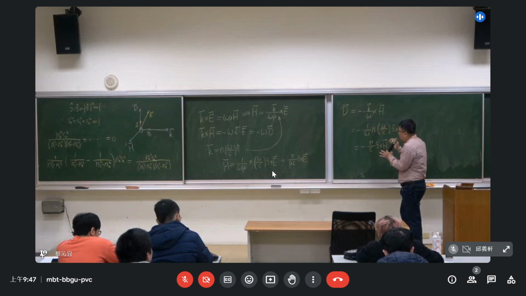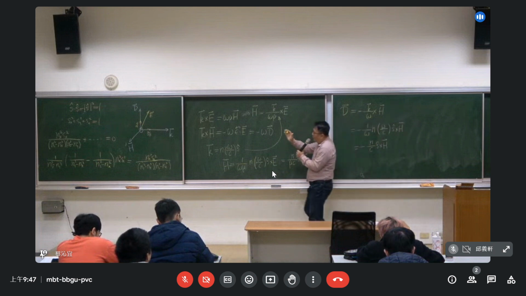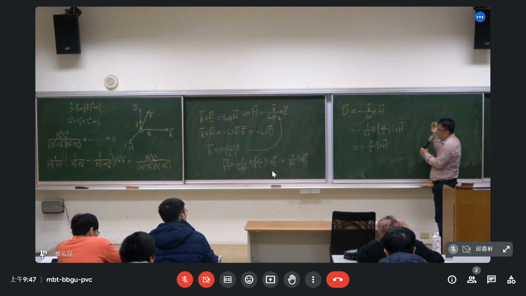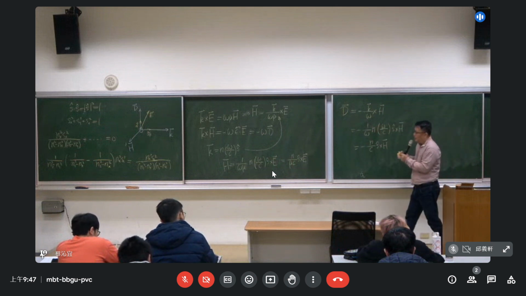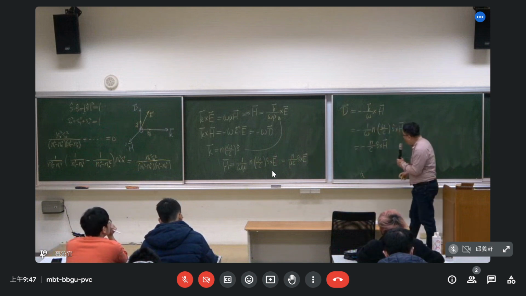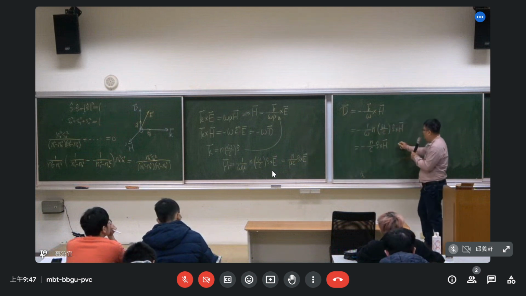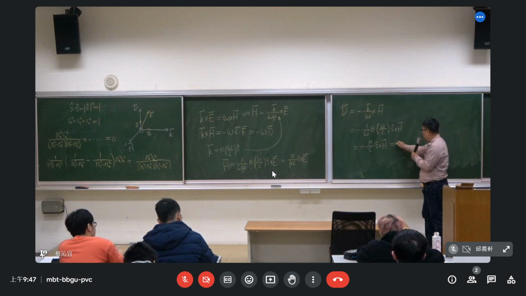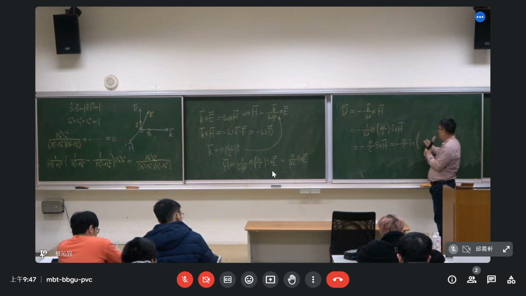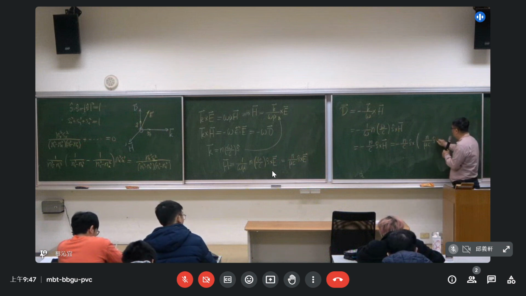In fact, you do not need to get H1 first and then find D1. You can just multiply the epsilon matrix to the E vector, so you can get D1 and D2. However, if we substitute this expression of H here, we will get minus N over C S cross N over mu C S cross E.